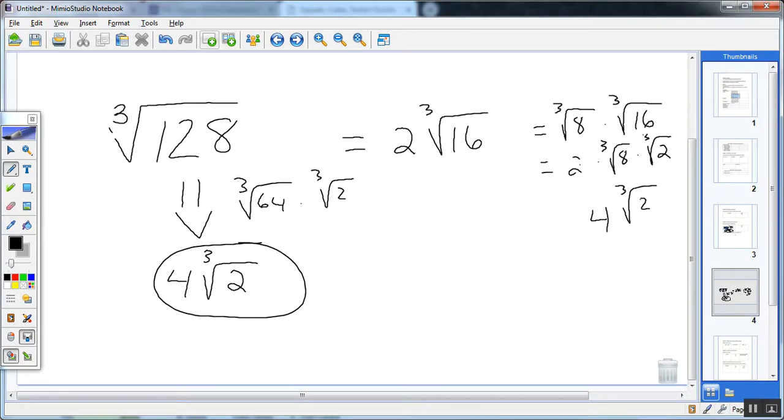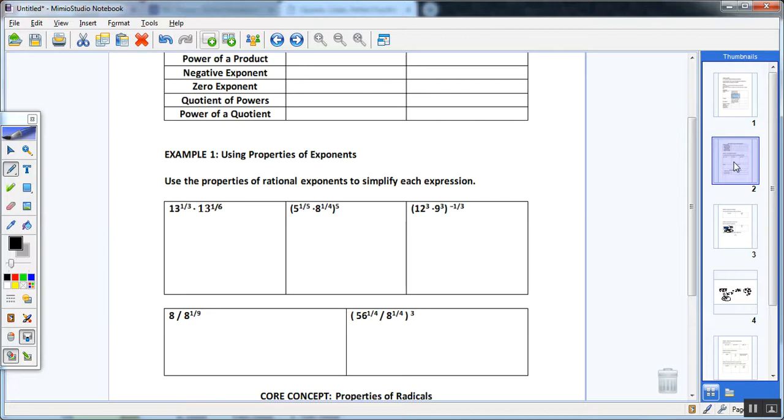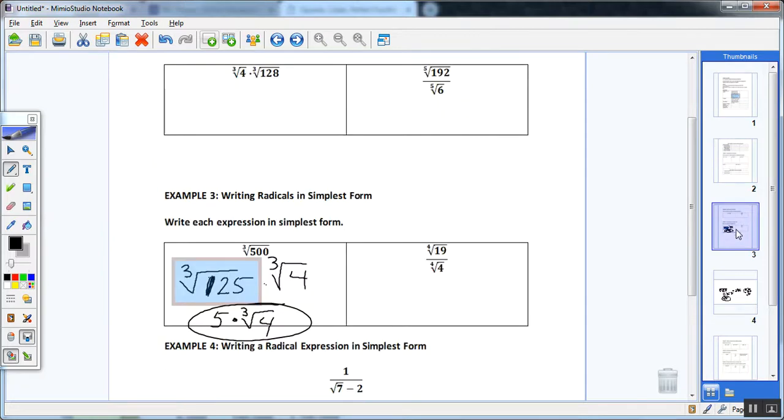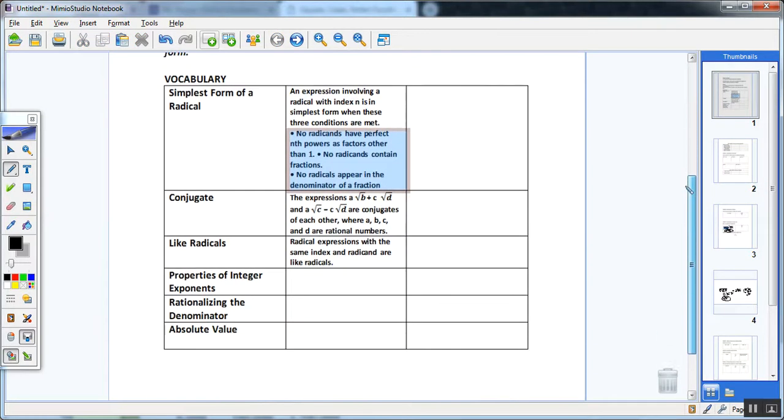And this next example concerns me a bit. If you look at your notes back on that first page right here, it says no radicals appear where, kids? In the denominator of a fraction. We've been talking about this first bullet right here. No radicals have perfect nth powers as factors other than 1. So we've been working on taking stuff out. But now we're in a situation we don't want any radical sign to appear where?